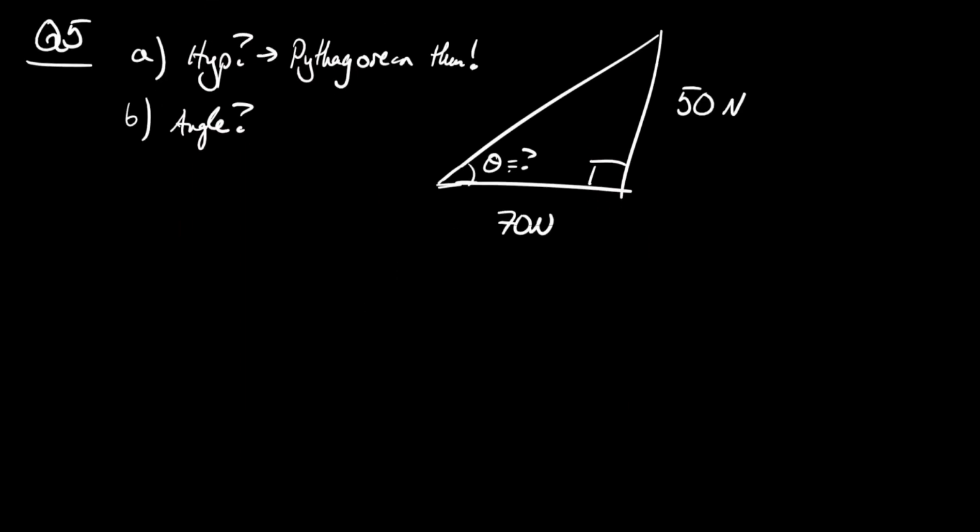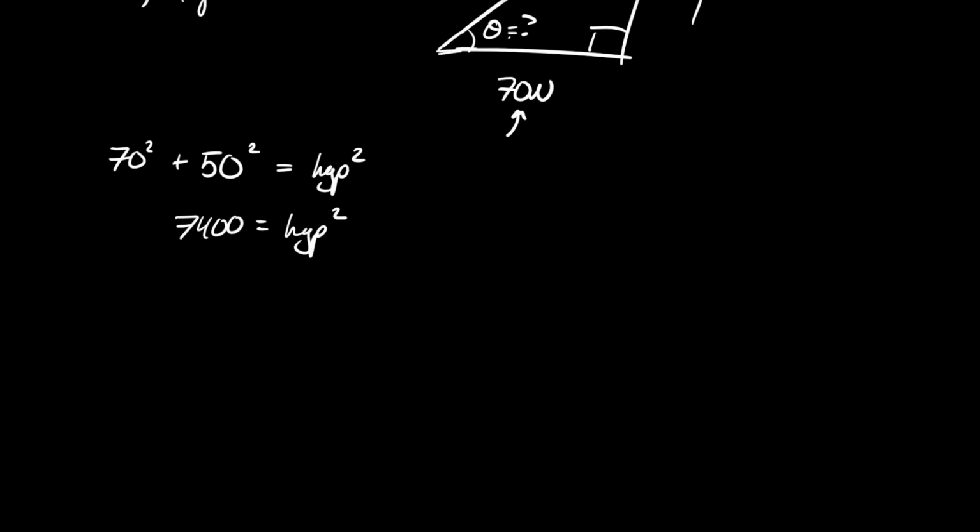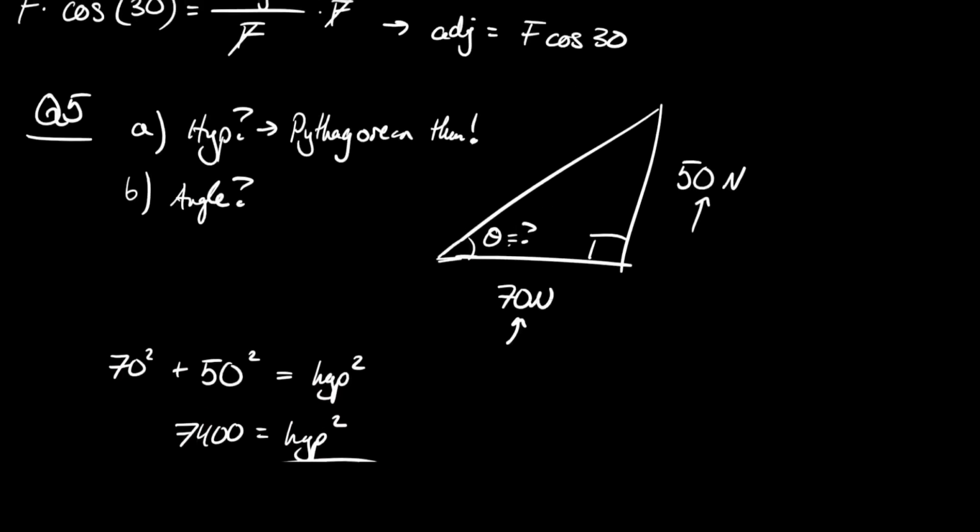Right? The Pythagorean theorem says that if you add up this side squared plus this side squared, so again the sides that are not the hypotenuse, you add them up while being squared, that'll tell you what the hypotenuse is squared. So if you add up 70 squared and 50 squared, you get 7,400. And you take the square root of both sides, and you get 86.0 out. So the net size of this force pointing diagonally is 86.0.